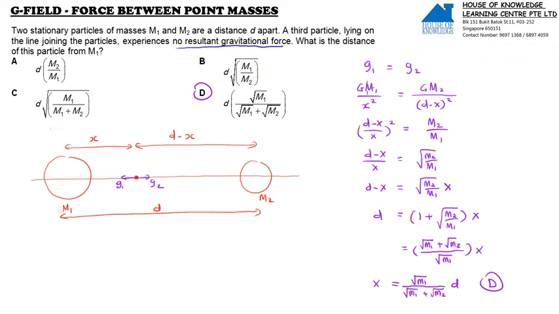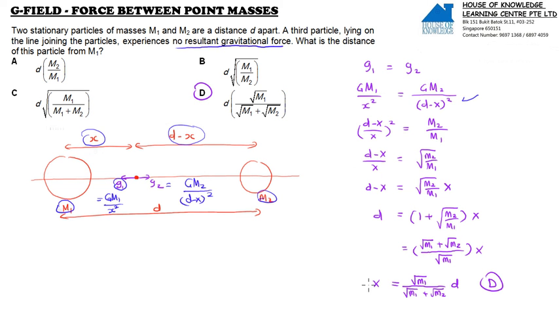So G1 is Gm1 over X squared, right? Because G1 is due to M1. So G is equal to Gm1 over this distance, X squared. G2 must be Gm2, due to the M2, divided by this distance squared, so D minus X squared. These two must balance, as shown in this equation.